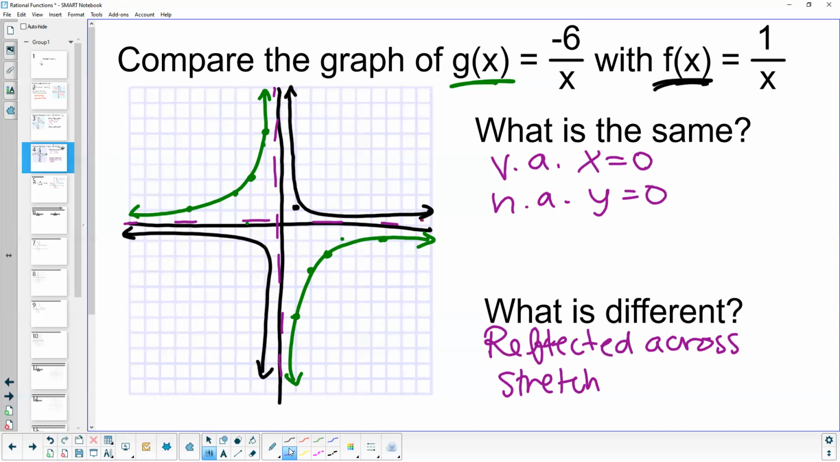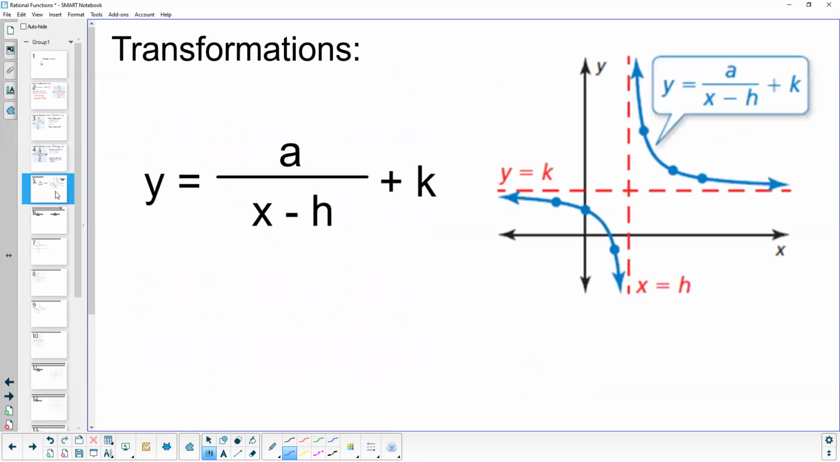So what I want to ask myself is, how do the numbers in a rational function affect it? Well, let's take a look here. A rational function is actually transformed based on the elements that are put in there. And so when we have a rational function of this form, y equals a divided by x minus h plus k on the outside, what it does is it actually affects our function directly. So how does it affect it? Well, let's start with the letter a here.